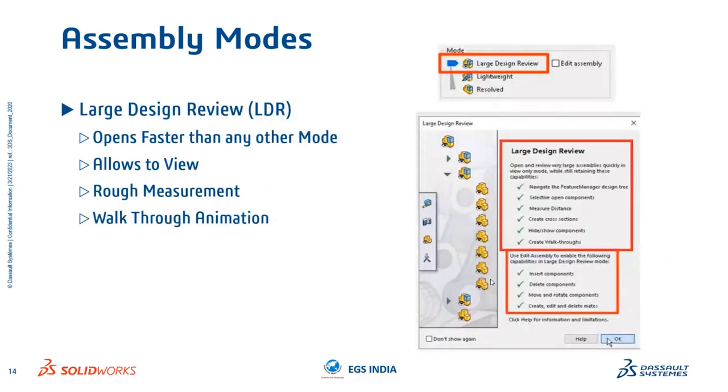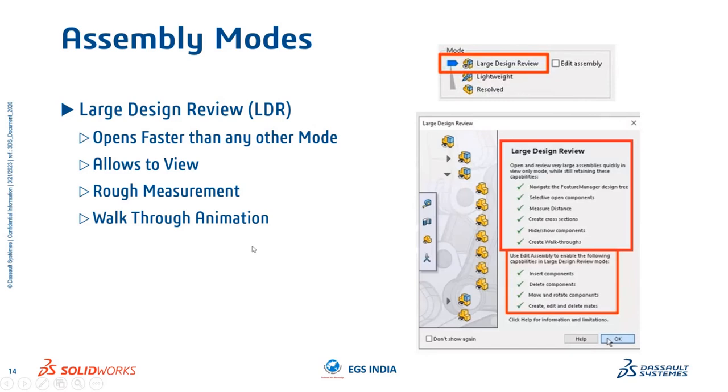And then finally, the large design review mode. If you want to open a particular assembly and you only need to measure, for that purpose you can choose the large design review, which is LDR mode. It will open faster than any other mode, because it only has a small amount of model data. And if we want to edit, it has a limited number of editing options, like inserting components, deleting components, moving and rotating the components, create, edit and delete mates. These are the limited editing options in large design review mode. You can also take rough measurements and create walkthrough animation. And you can also check the snapshot using this mode.